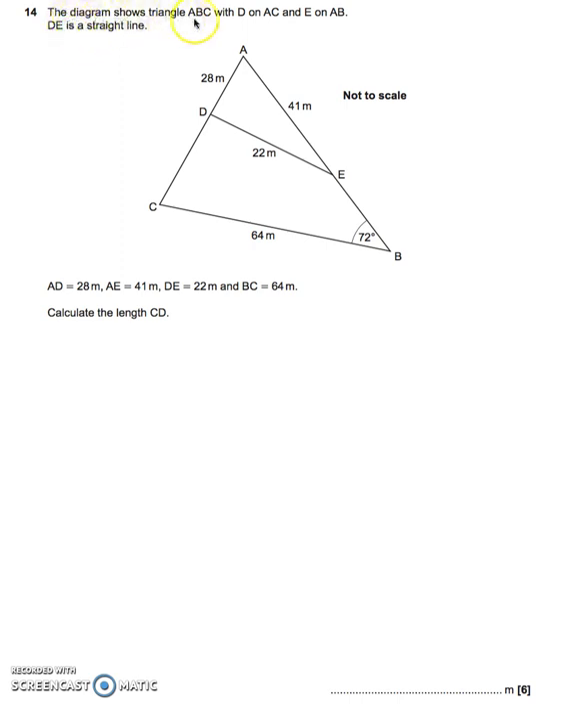The diagram shows triangle ABC with D on AC, which we can see, and E on AB, which we can also see. And D is a straight line, which we can also see. Everything that's written here is on the diagram. All right, it's worth a read, but make sure everything's there, nothing's missing. If it's missing, draw it on the diagram. Helps you. Calculate the length CD.